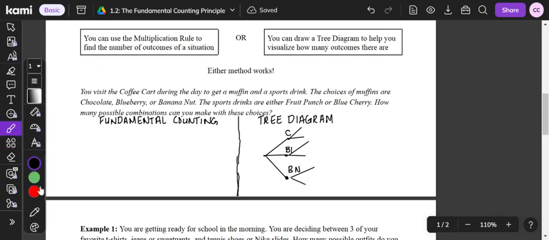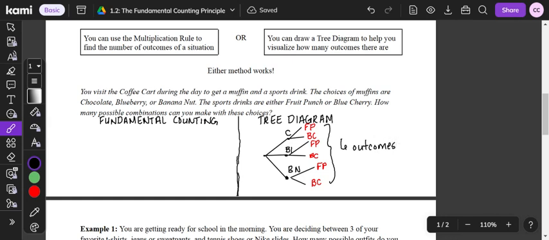If I'm labeling those, I've got fruit punch, FP, or blue cherry. Fruit punch, or blue cherry. Fruit punch, or blue cherry. And there are a total of 1, 2, 3, 4, 5, 6 possible outcomes. Okay, so that's how a tree diagram would work.